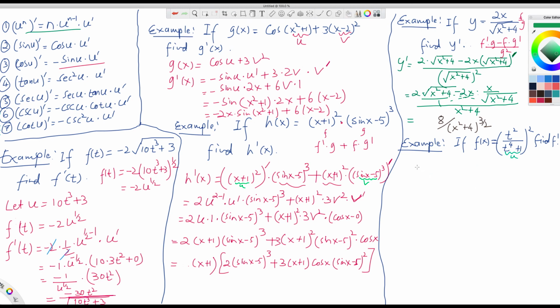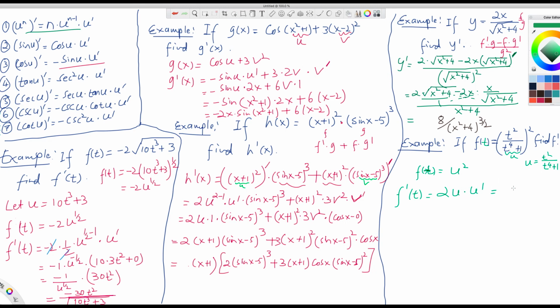Okay, so basically you have f of x equals u squared, right, where u is t squared, or f of t, I'm sorry, this will be f of t because this is a function of t. On the right hand side, t is the only variable. So f of t equals u squared, where u is t squared over t to the 4 plus 1. So what is f prime of t then? f prime of t equals 2u to the 2 minus 1, that is just 1, right, times u prime. So what is u prime?